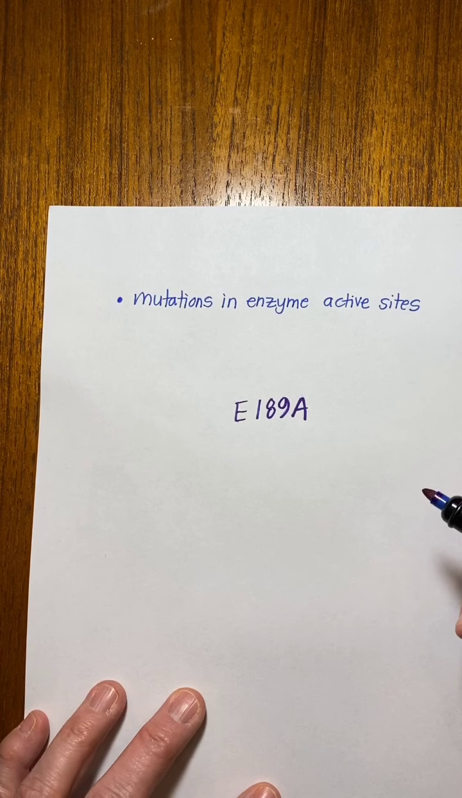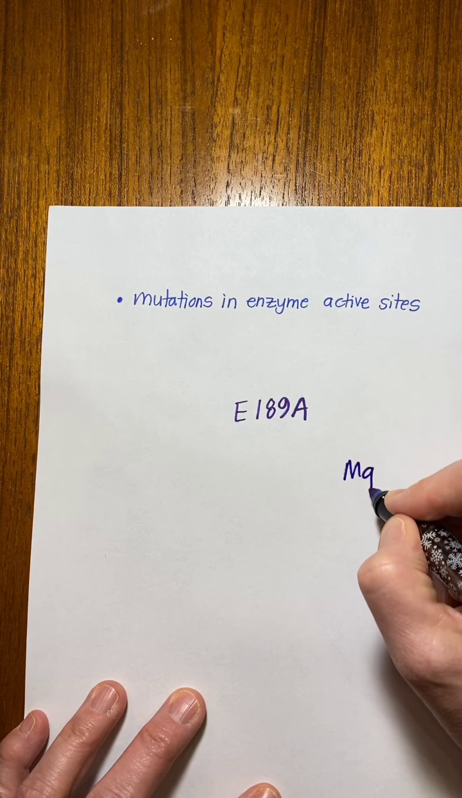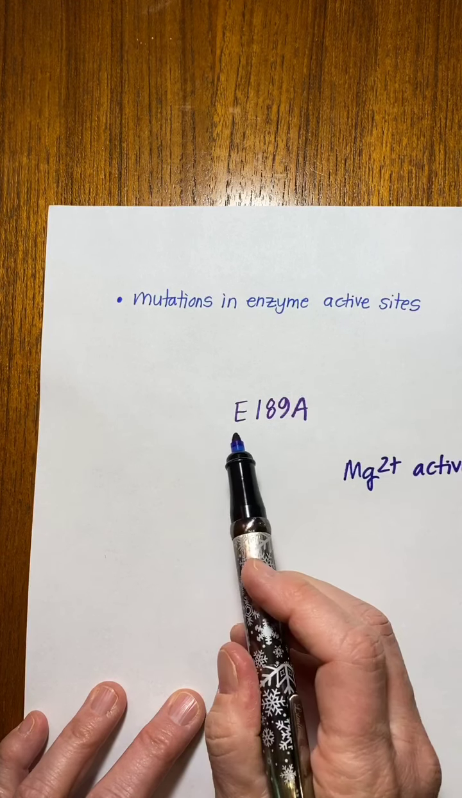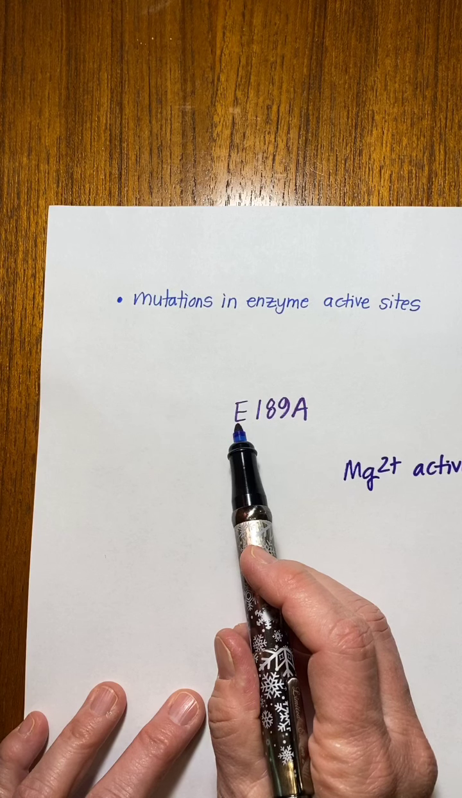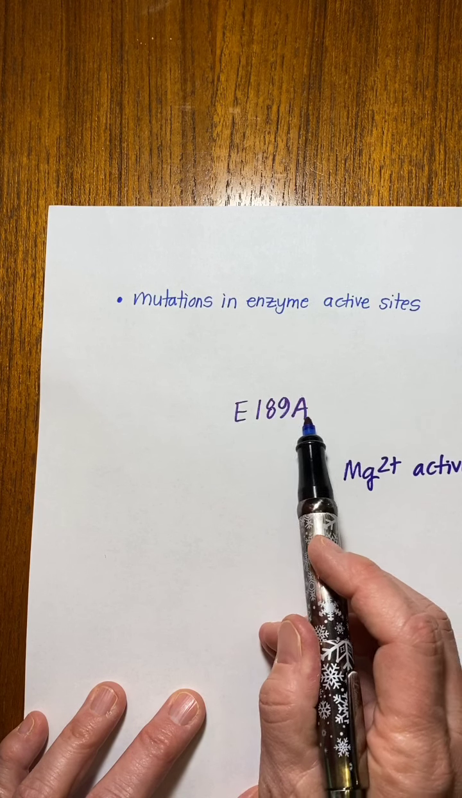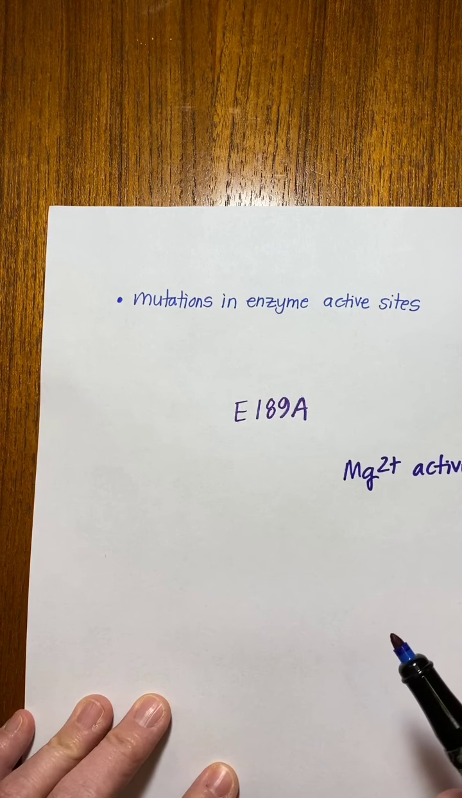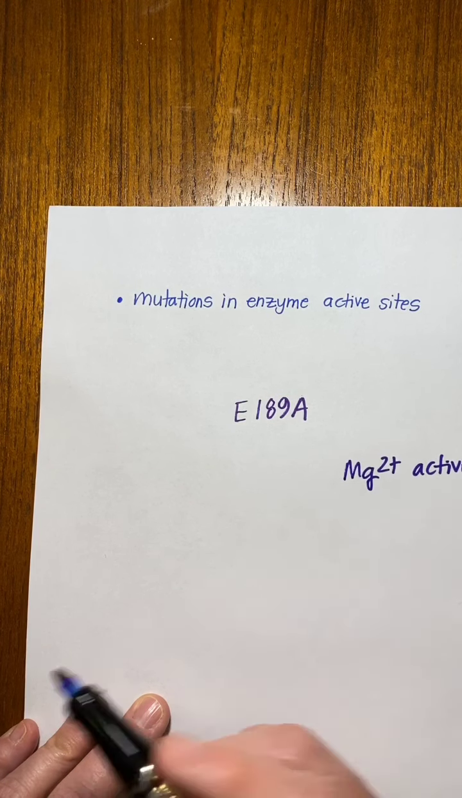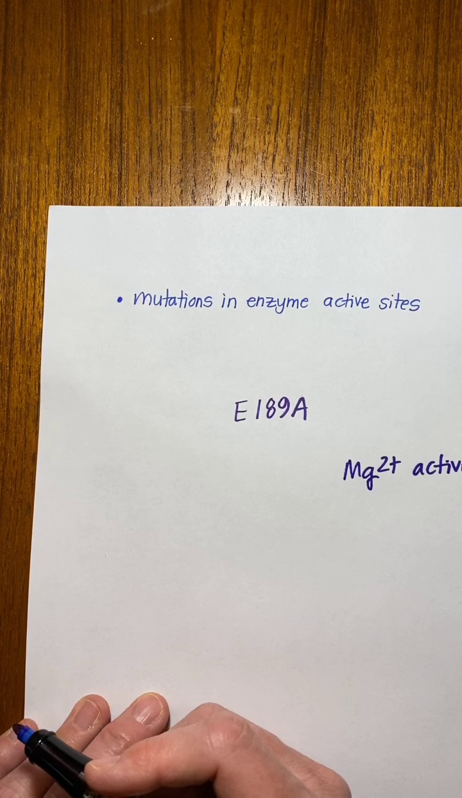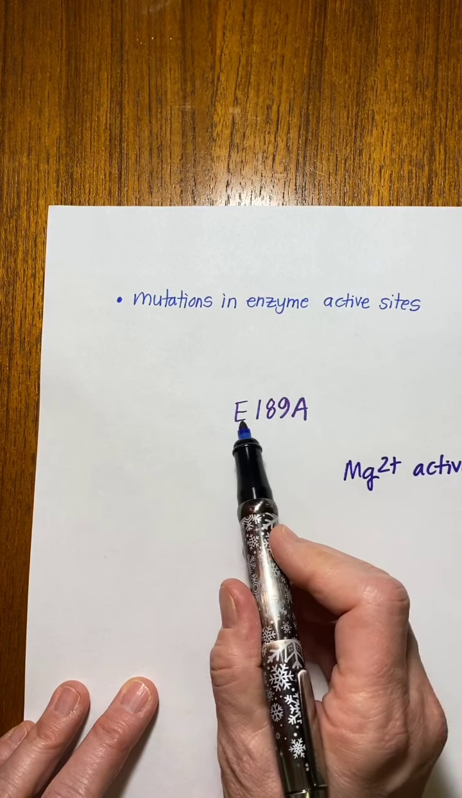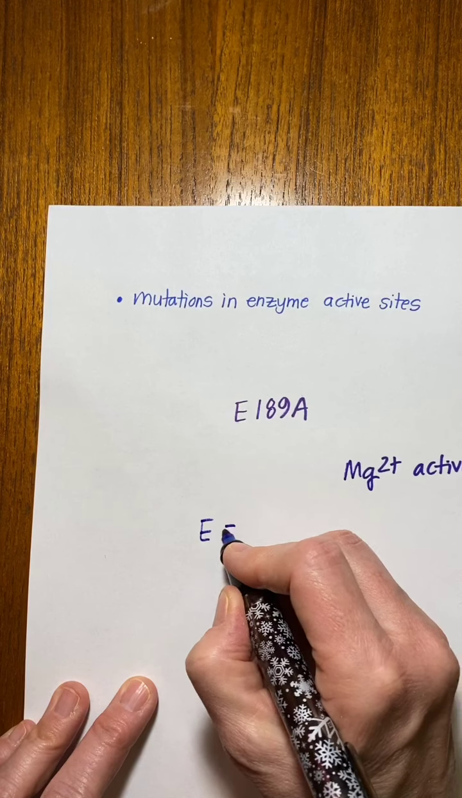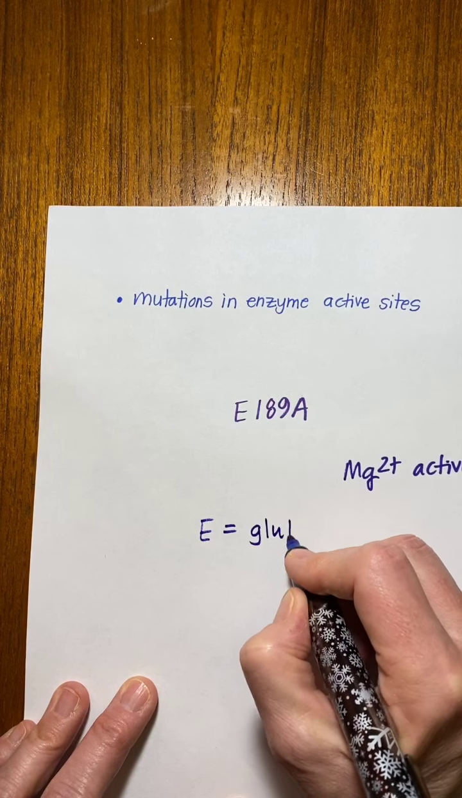What was important in this enzyme is there was a magnesium ion in the active site, and it coordinately bound to this amino acid. If you mutated it to an A, what happened? I like this problem because it makes you think about metal ions that are important in active sites, but it also makes you think about amino acid structure and the one-letter code. E is the one-letter code for glutamate.